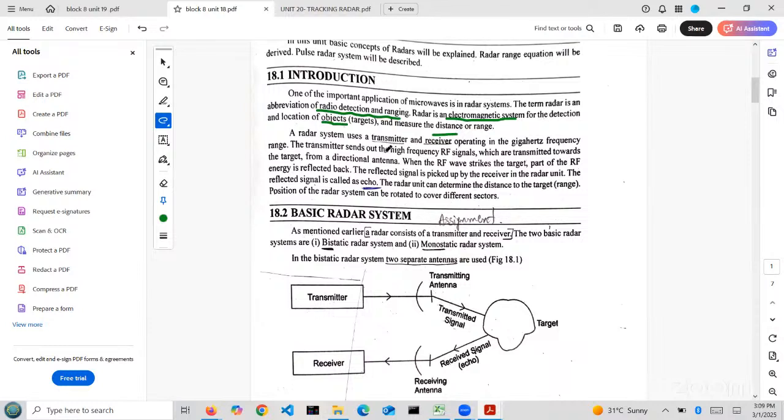So the radar system is used from transmitter to receiver side. Whatever signals we are passing from transmitter to receiver, the frequency of the signals is in terms of gigahertz. Suppose here I have a transmitter, and on the other side I have a receiver. I am sending signals from transmitter to receiver, and the signal frequency is in terms of gigahertz.